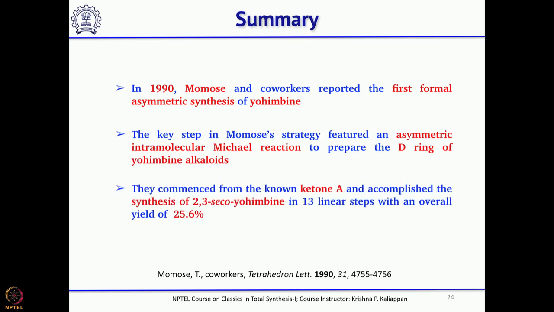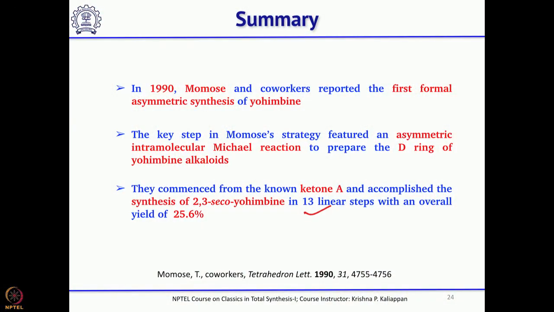The key reaction in the asymmetric total synthesis of Momose is the asymmetric intramolecular Michael reaction. So if you look at the structure of Yohimbine, only the D ring has two chiral centers. Okay. So the chiral centers were introduced by asymmetric intramolecular Michael reaction. Overall, the synthesis was done in 13 longest linear steps and with impressive overall yield, that is 25.6% yield. If you compare this yield with van Tamelen's, this is significantly high. I would say it is 100 times higher than what van Tamelen has reported.